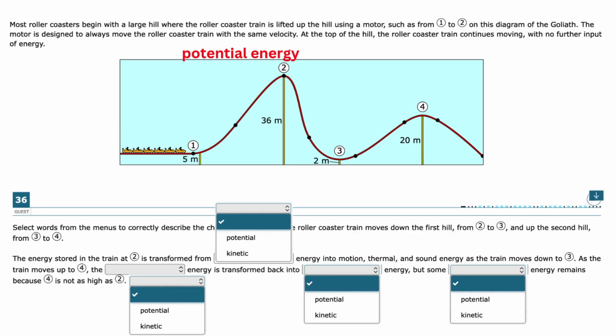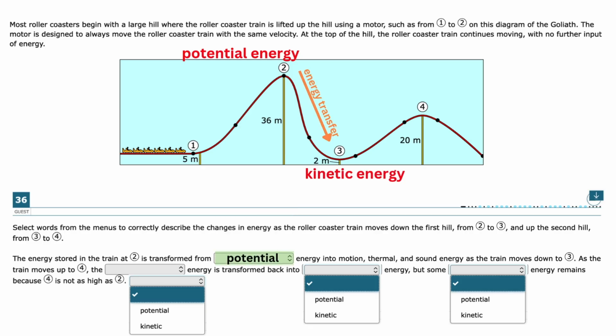As it moves down the hill from point 2 to point 3, that potential energy is transformed into kinetic energy as the train speeds up, and some of the energy also becomes thermal and sound energy due to friction and noise. When the roller coaster reaches point 3 at the bottom of the hill, it has very little potential energy and a lot of kinetic energy.